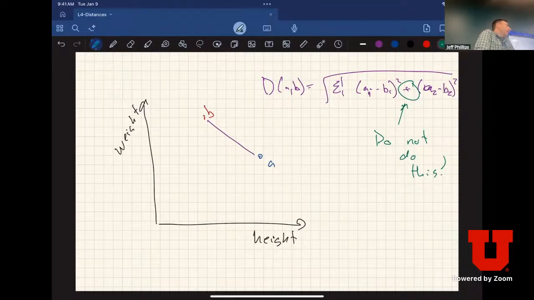You should not blindly do this. There's no one right answer. For instance, let's say I measure height in inches and the weight in pounds. What if I changed it to be in meters instead of inches?